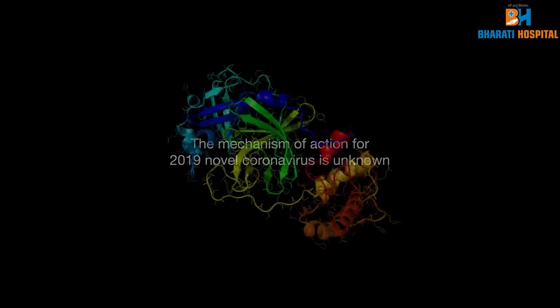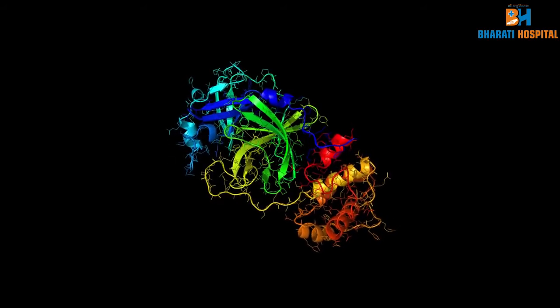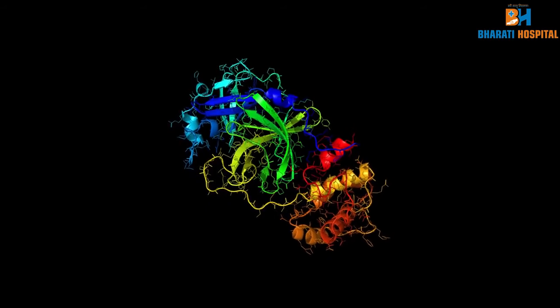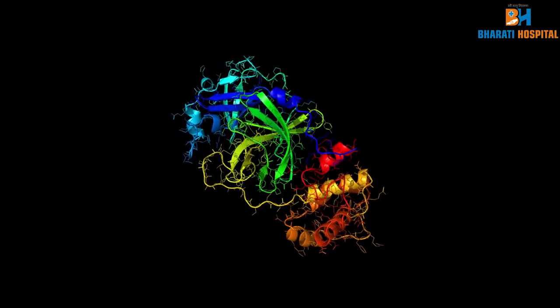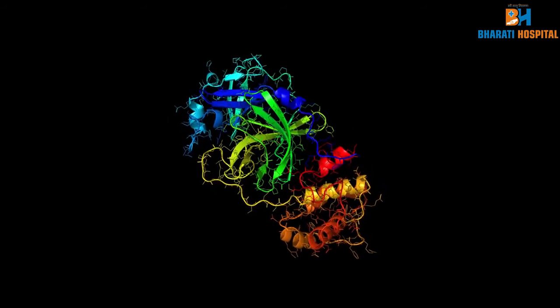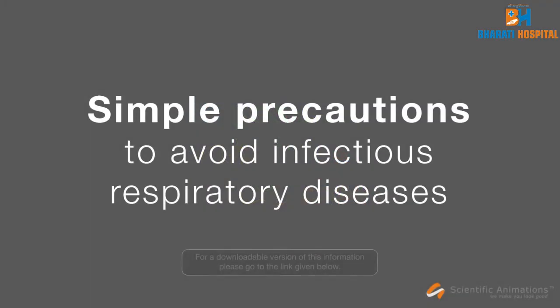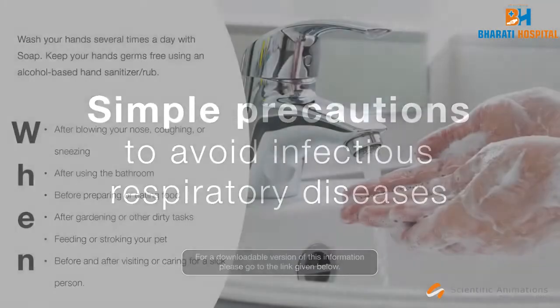It should be noted that the mechanism of action for the 2019 novel coronavirus is unknown. However, scientists in China have sequenced the genome, while others have used the sequencing to visualize the structure. There is currently no cure or vaccine for the 2019 novel coronavirus, and treatment is only supportive. Therefore, preventing transmission is paramount.